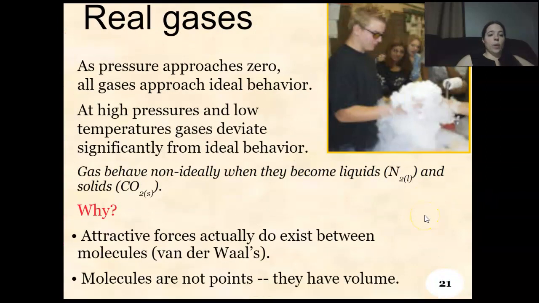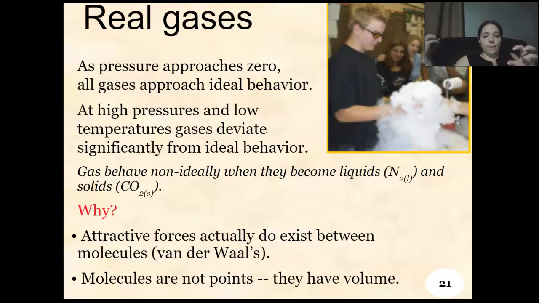All right, real quick. Real gases. As pressure approaches zero, all gases approach ideal behavior. But at high pressures and low temperatures, gases deviate. Star this, highlight this, whatever, so you remember it. High pressure, low temperatures. You're squishing the gas together, which they don't want to be. They want to be as far apart as possible. You're squishing them together and you're taking heat from them.